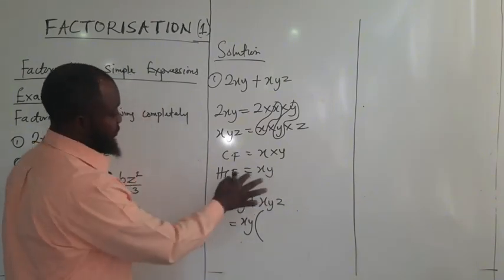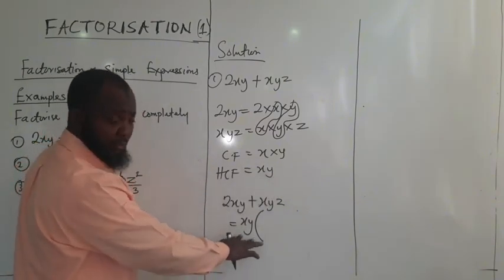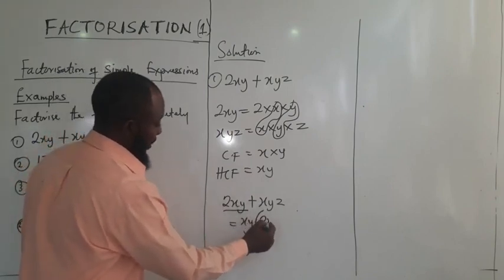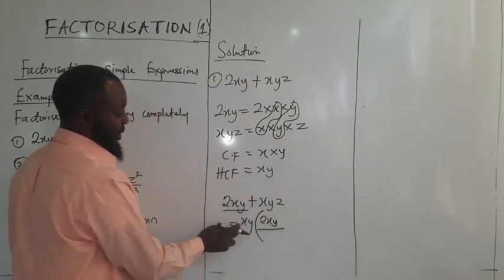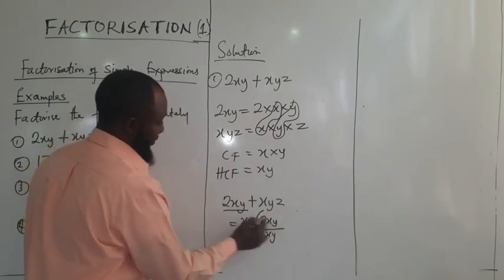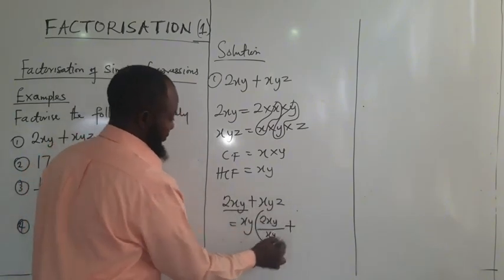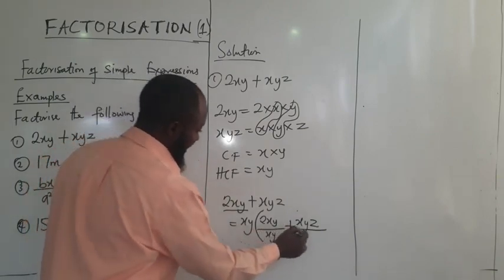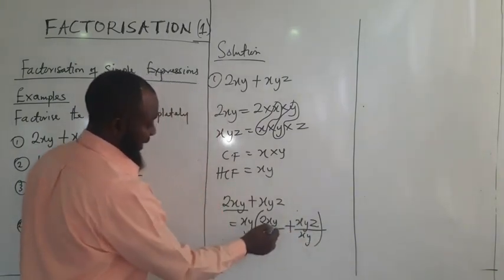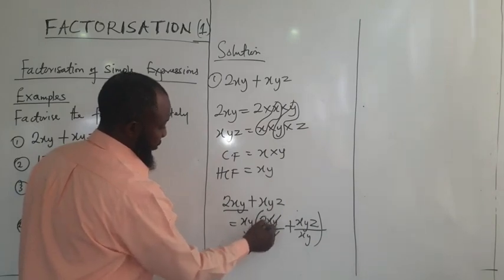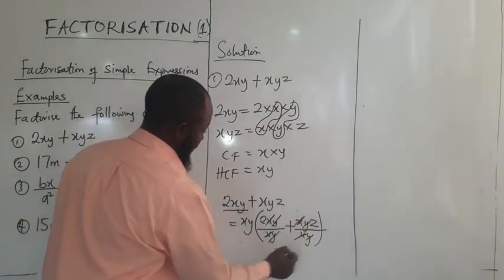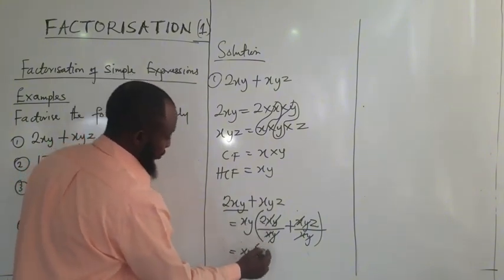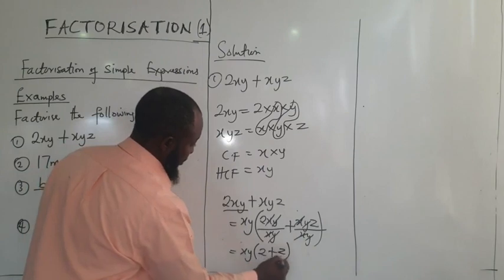The next thing is to put the ACF outside a bracket, open the bracket, then bring the first term you have here, which is 2xy, divided by the what? The ACF, xy. What we have then is plus xyz, divided by the ACF again, xy. So you can then say y can go here, x can go, x can go, y can go. So what we have left will then be xy into bracket 2 plus what? Z.